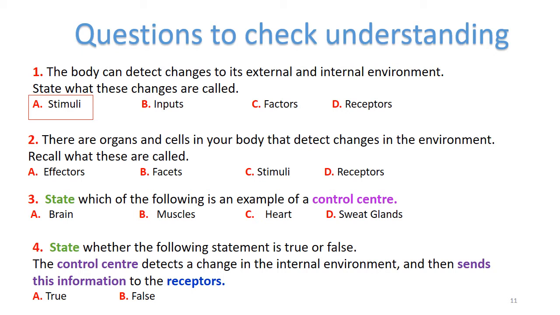Question 2. There are organs and cells in your body that detect changes in the environment. Recall what these are called. Is it A, B, C or D? The answer is D.